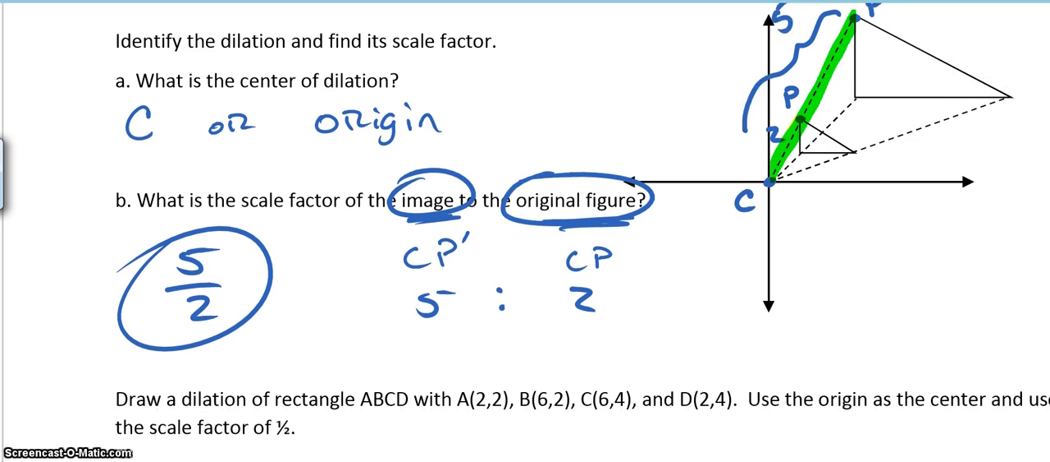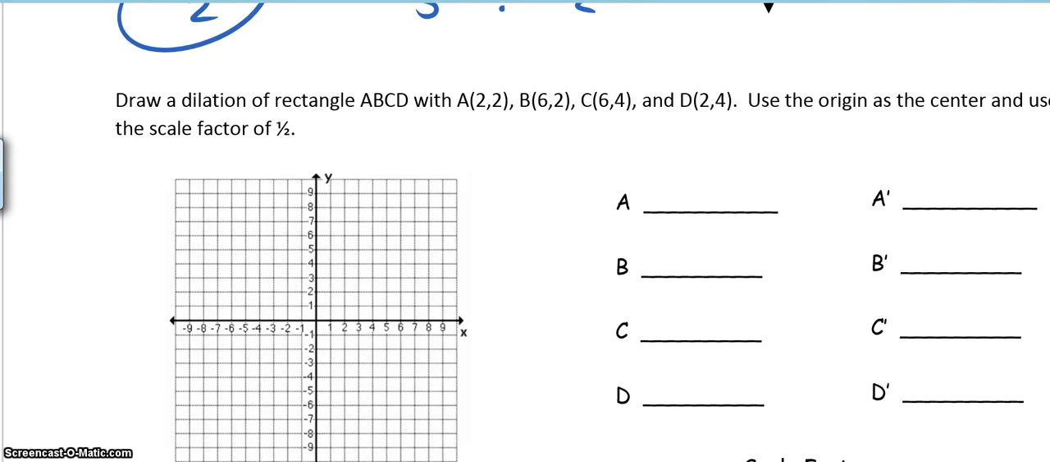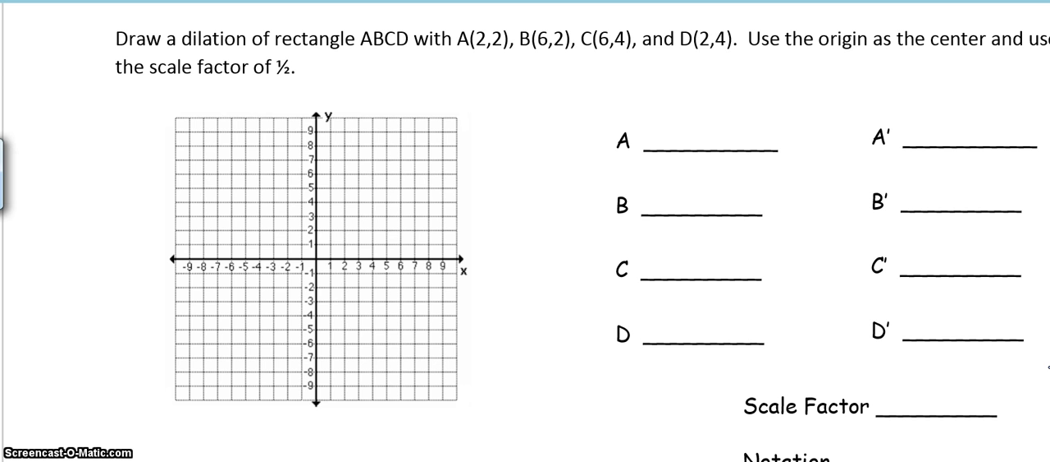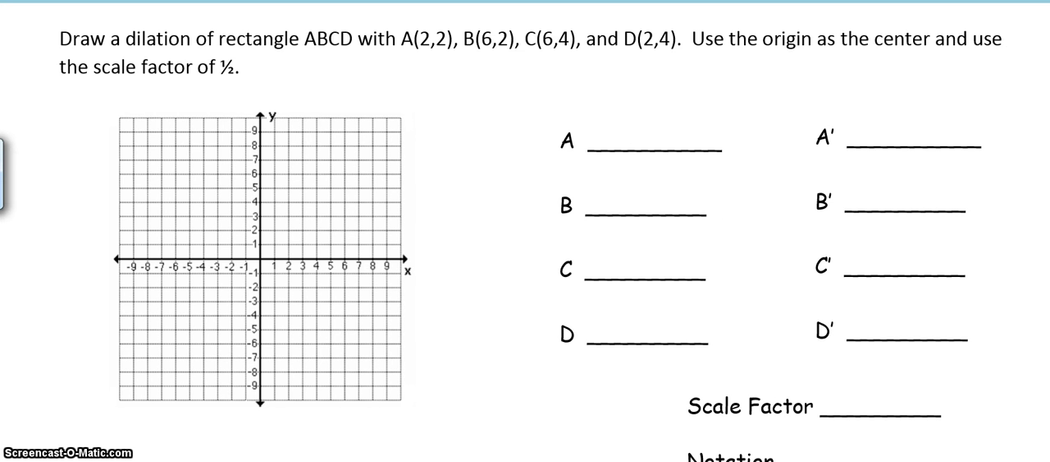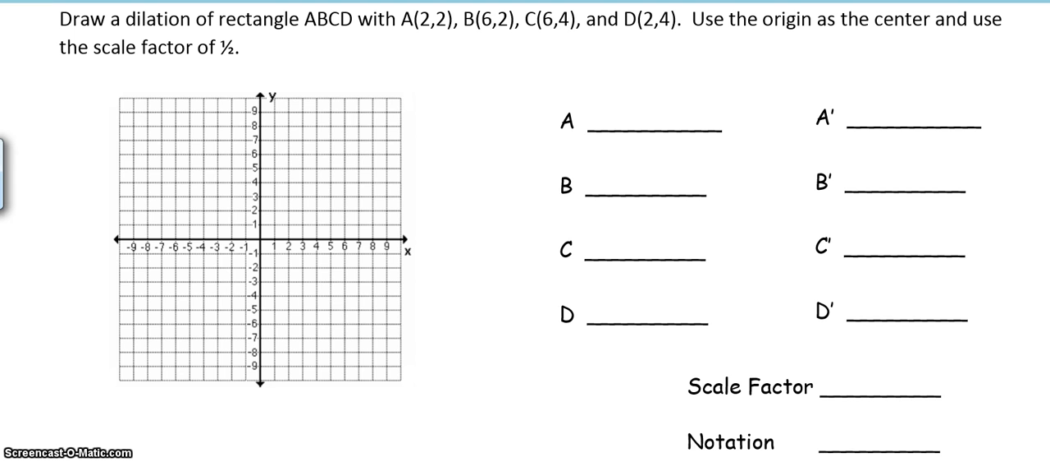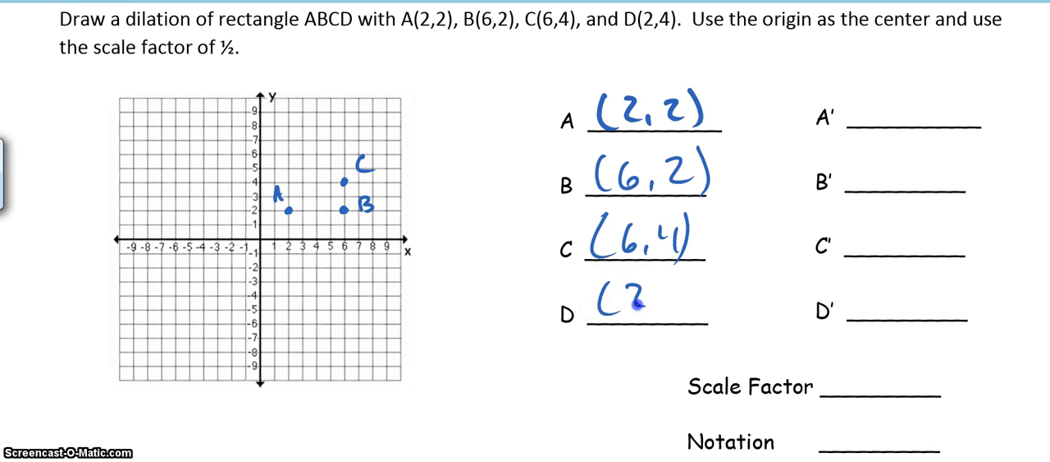Alright. Okay, for the final example, it says draw a dilation of rectangle ABCD with the coordinates given. Use the origin as the center and use the scale factor of 1/2. So we're going to do a scale factor of 1 to 2. Alright, so let's draw our new shape, or I'm sorry, our beginning shape. So A is 2, 2. Okay, B is 6, 2. C is 6, 4. And D is 2, 4. So this is my rectangle here.